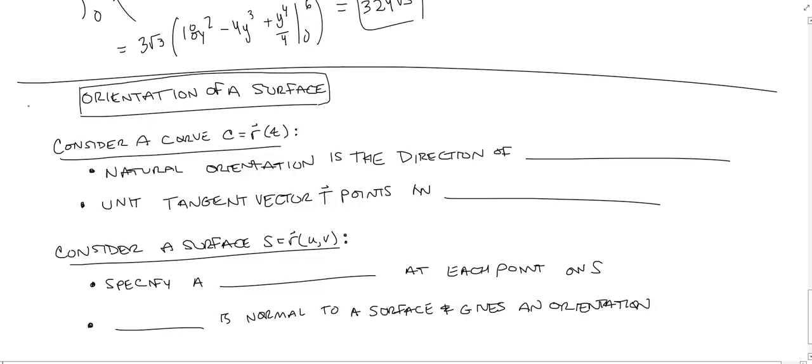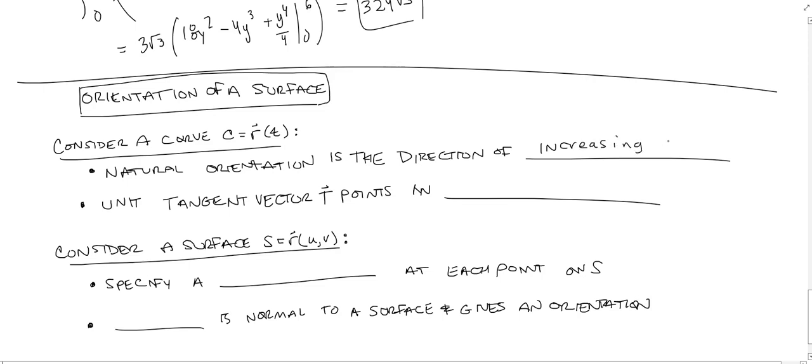Okay, so now we're going to be talking about the orientation of a surface. So first consider a curve. We're calling it C, but it's parameterized as r of t. And a natural orientation for a curve is the direction of increasing t.